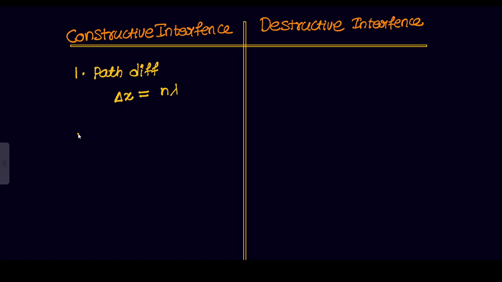Okay. Next, where n is any value: 0, 1, 2, 3 like this. So it may be 0, lambda, 2 lambda, 3 lambda like that. And phase difference, keep in mind, this is another important thing. Phase difference is delta phi, which is equal to 2n pi. That means even multiples of pi. Phase difference is 2n pi, even multiples of pi.